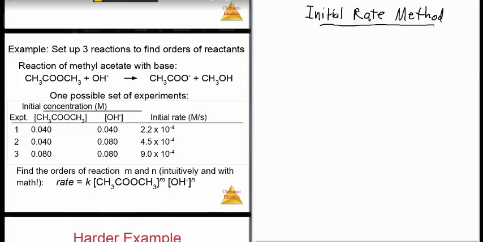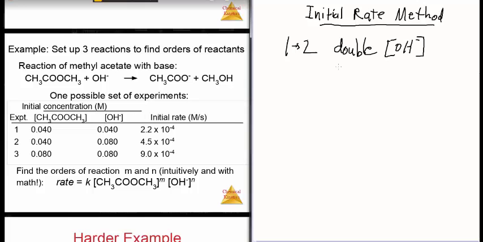So let's use the initial rate method on a pretty straightforward example here. What are we testing between experiments 1 and 2? Well, what changes? It's the concentration of hydroxide. So when we compare rates between experiments 1 and 2, we're going to find the order of hydroxide. And what did we do to the concentration? Well, it's pretty clear we exactly doubled it and went from 0.04 to 0.08.